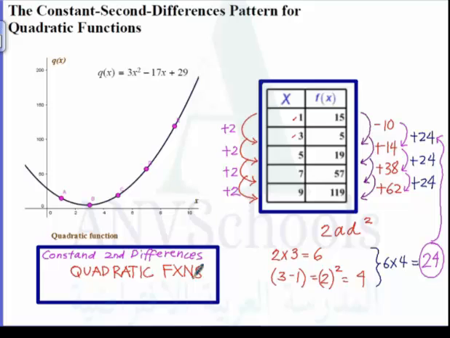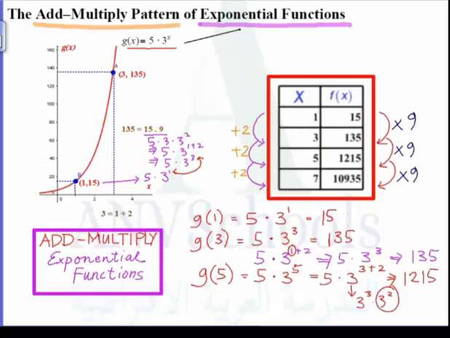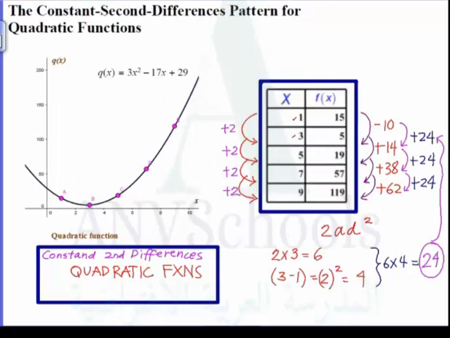Okay, so I hope this gives you a clearer view of the patterns. We have the first pattern, the add pattern, and that's exclusive for linear functions. The add multiply pattern, which is exclusive for exponential functions. The multiply pattern, which is exclusive for power functions. And finally, the constant second differences pattern, which is exclusive for quadratic functions.